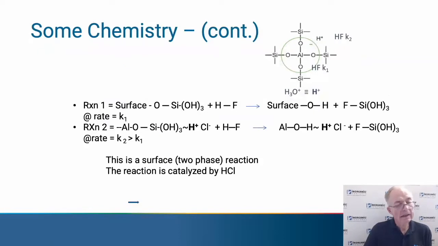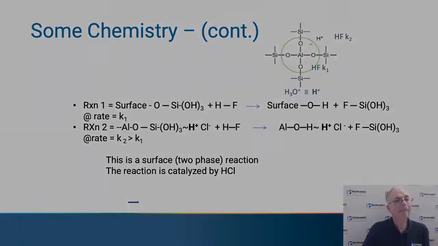Now, we have found that there are two reactions occurring, both at the surface of the zeolite. One is the HF molecule acting directly with the surface silicon-oxygen bond, and the second is the HF molecule reacting with the surface by way of a hydronium ion that's there. And we found that this second rate is significantly faster than the first one.